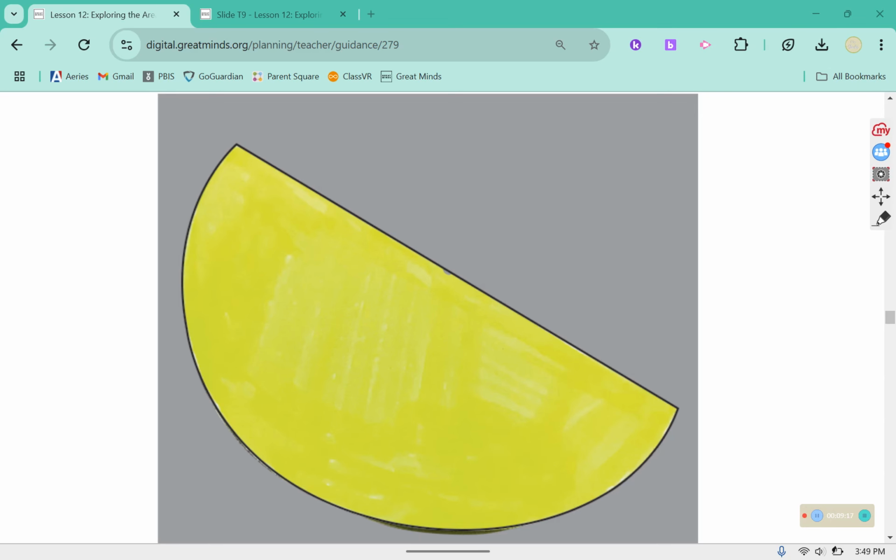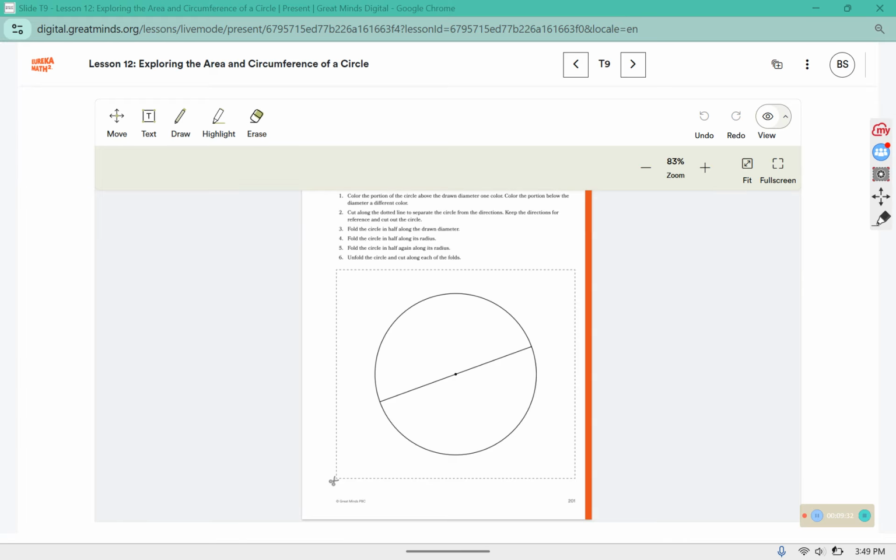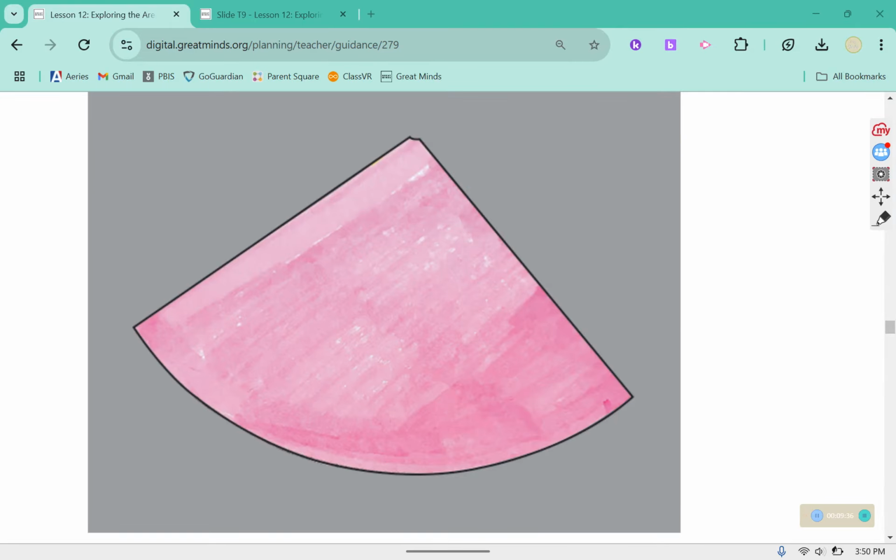So it'll look something like this. This outer edge here is the diameter. This is creating a semicircle. The next set of directions say to fold the circle in half along its radius. So now we'll have a piece that looks like this. This would be a quarter circle.